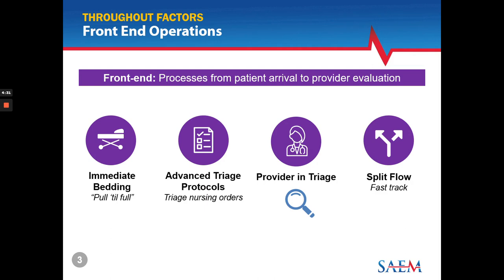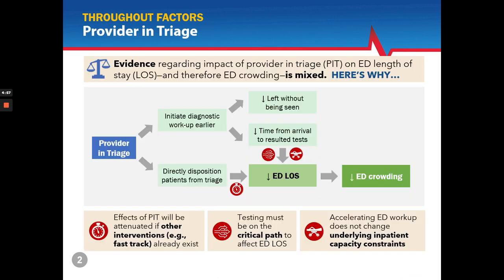And finally, a variety of studies have reported that dedicated fast-track areas have accelerated throughput times for low acuity patients. And the thought is that dedicated fast-track areas with their own personnel prevent higher acuity patients from displacing lower acuity patients in priority, thus allowing those lower acuity patients to be rapidly treated and discharged. Now let's take a closer look at provider in triage.